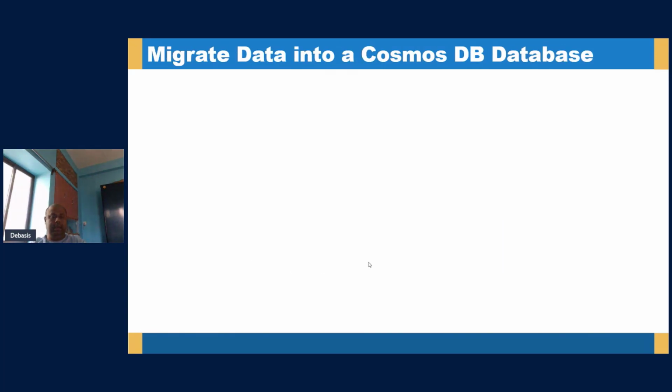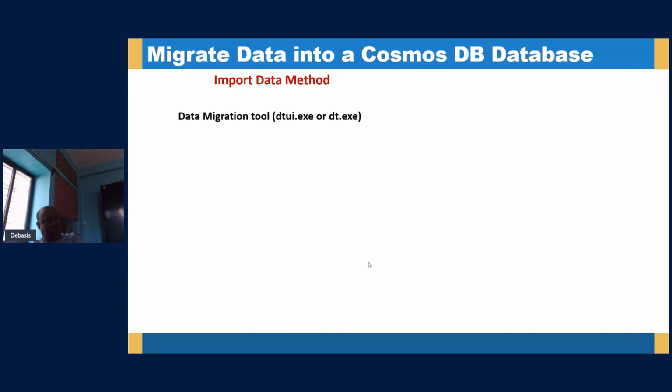So in case of migration, Cosmos DB also provides some migration tools. Suppose I am an existing database user using a SQL Server database, and now I want to migrate my entire database data to a Cosmos DB database. In that case, we have two different choices: either we run an application which internally converts all the data from SQL Server to Cosmos DB, or we can use a third party tool.